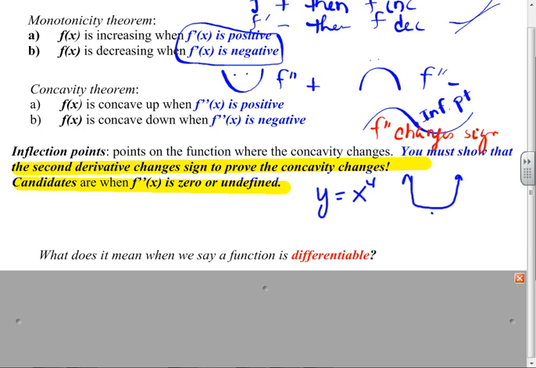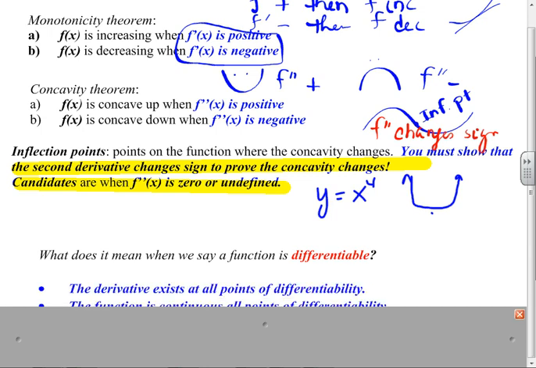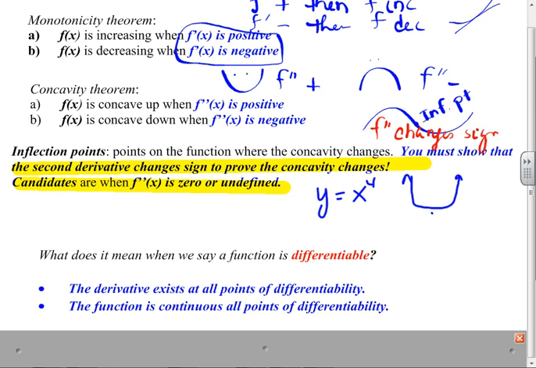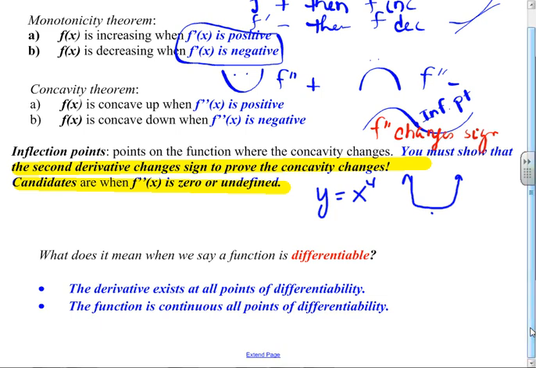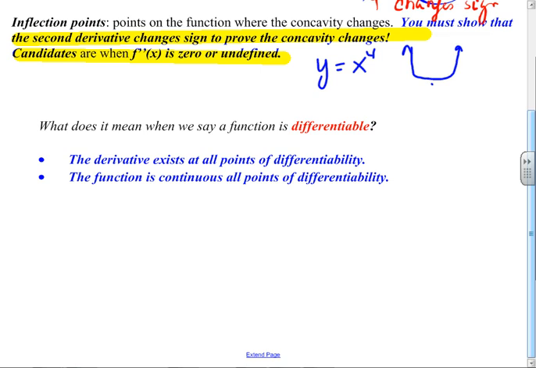Okay, guys, what do you mean by differentiable? A lot of you asked this question. What's it mean by differentiable? Okay, what has to happen first? It has to be continuous. The derivative exists at all points, and the function must be continuous. So that's huge when they give that to you on the exam. If they say the function is differentiable, that means you can find the derivative. You're not going to have a sharp corner or vertical tangent, and you're going to have a continuous function.